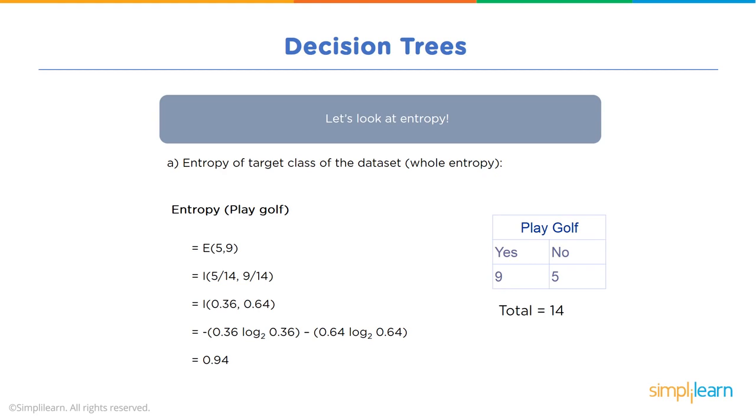And when you do the whole equation, you get minus 0.36 log base 2 of 0.36 minus 0.64 log base 2 of 0.64. And we get a set value, we get 0.94. So we now have a full entropy value for the whole set of data that we're working with. And we want to make that entropy go down.